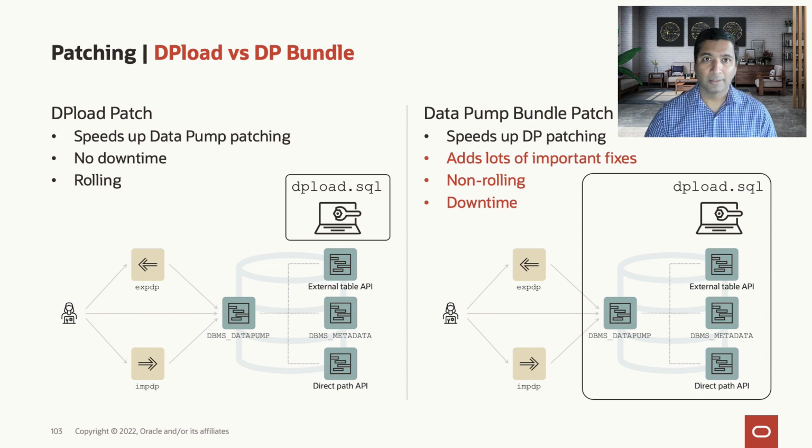On the other hand, the Data Pump bundle patch is a set of functional fixes, which basically improves the running of the Data Pump job itself. Now, it does have a lot of important fixes, and it does mean that this is not RAC rolling because it has functional fixes. In some cases, it may need downtime, which means that you cannot apply it while the Data Pump job itself is running. So as long as the Data Pump job is not running and it's not in use, this is non-binary online patchable.